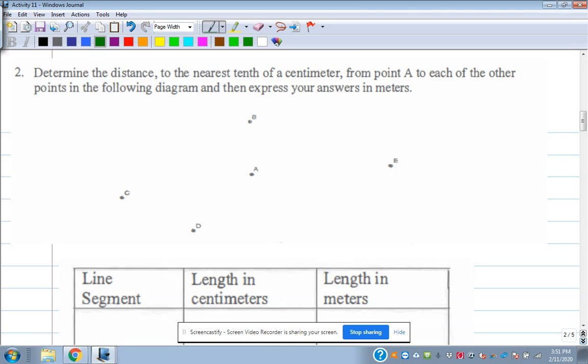So number 2, ask us to take this picture with all these points on there and create segments from point A to the other points on the diagram. And then we're going to fill in this table with those segment lengths. So we're going to draw the segments from A to each of the other points. So from A to B, you're going to draw a segment. And then from A to E, you're going to draw a segment. And then from A to D and A to C.